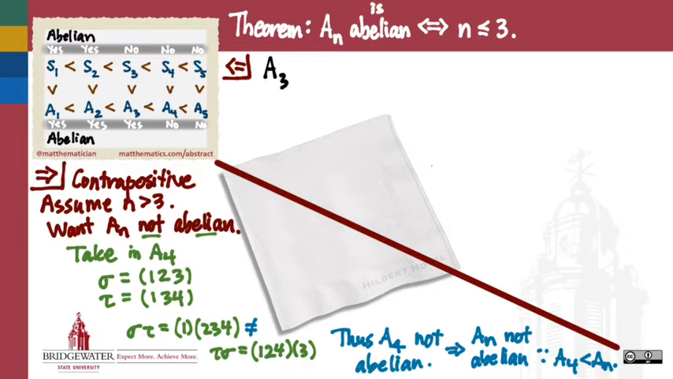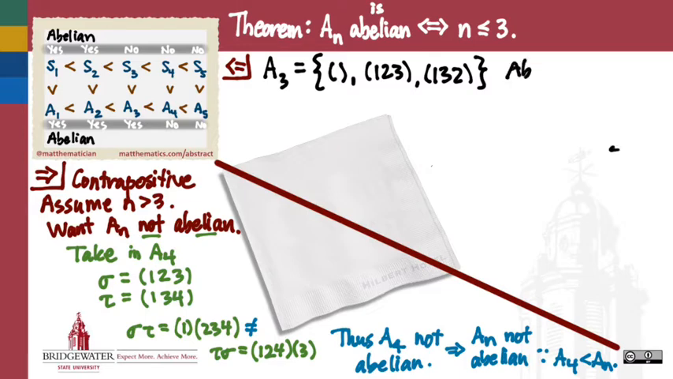What does A3 look like? Identity, (1 2 3), (1 3 2). Yeah, we can explicitly list out all the elements in A3. And since A1 and A2 are both subgroups of A3, that means that they must live in here as well. Well, now why is this abelian? Because you have the identity which commutes with everything and a set of inverses, so they commute with each other.